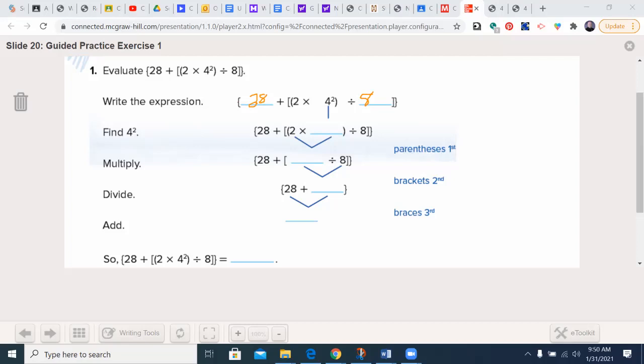So remember, parentheses, brackets, braces. So I look here, inside of my bracket, or inside of my parentheses, I do have an exponent, which I want to break out, and 4 squared is 4 times 4, which is 16. Now I go in my parentheses, 2 times 16 is 32. Now out to my brackets, 32 divided by 8 is 4. 28 plus 4 is 32. So my answer is 32.